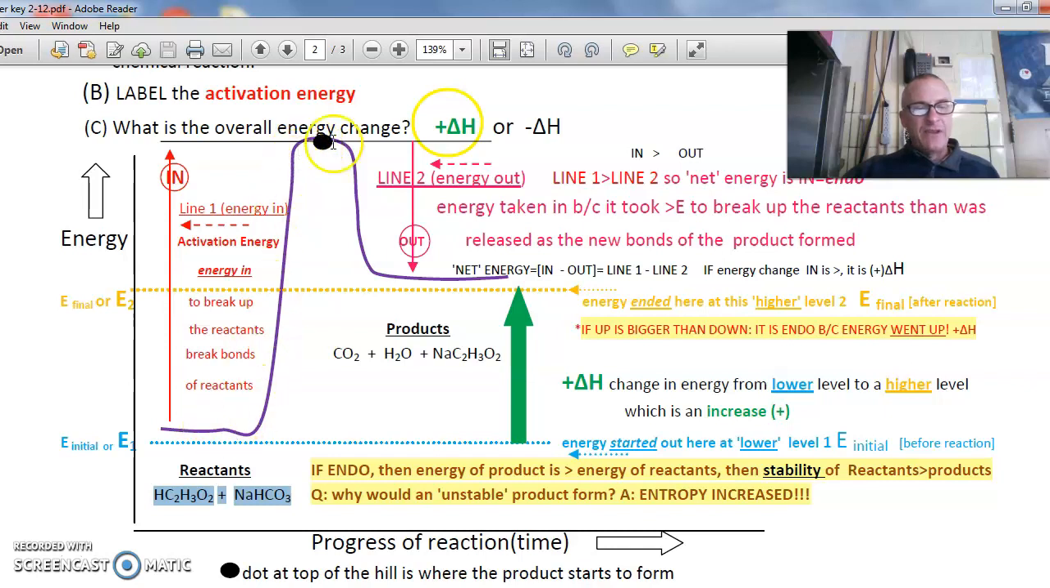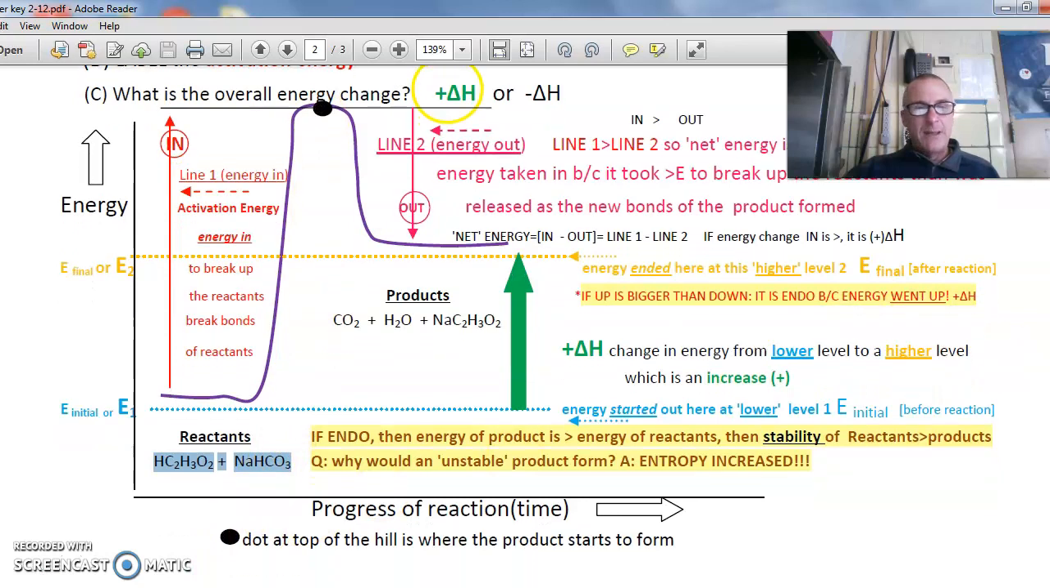When we get to the top of this hill, at this black dot, this is where everything is broken up and new bonds can begin forming. So at the top of that steep curve, everything is broken up and it's now ready to react. This red line is showing the total energy that went in. So we go from this blue line all the way up to the top of the purple curve. That was the energy that was put in to break up the reactants. That's the activation energy. This is the energy in.